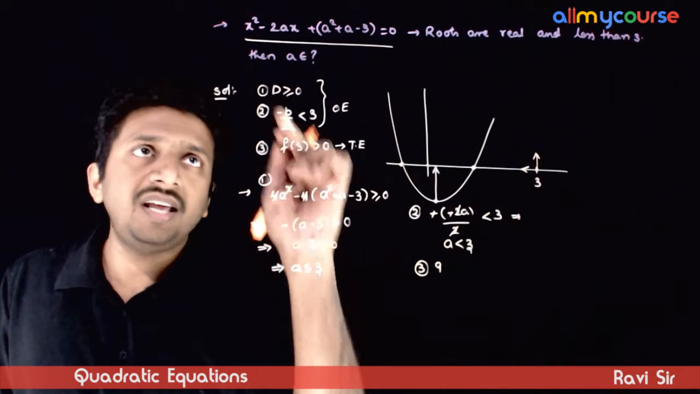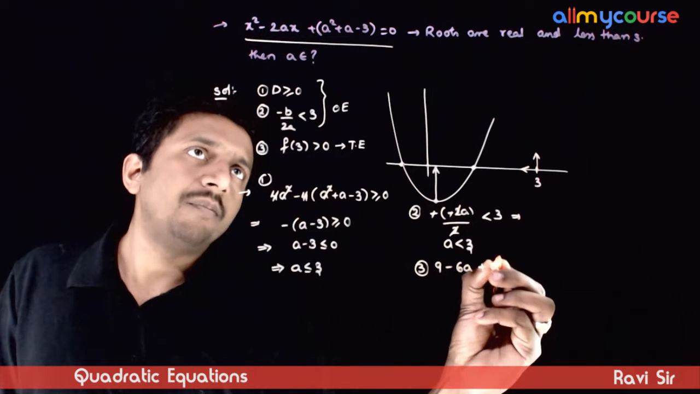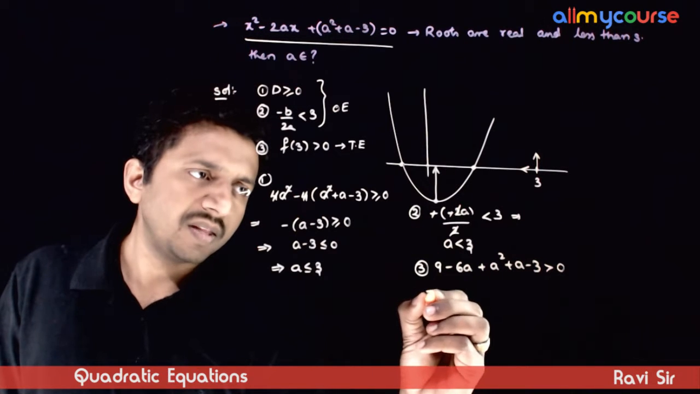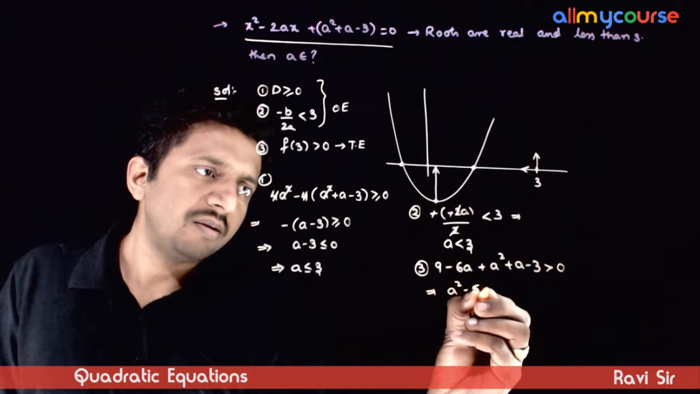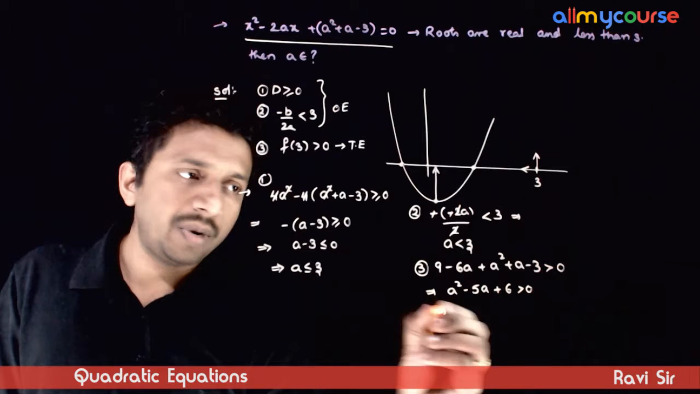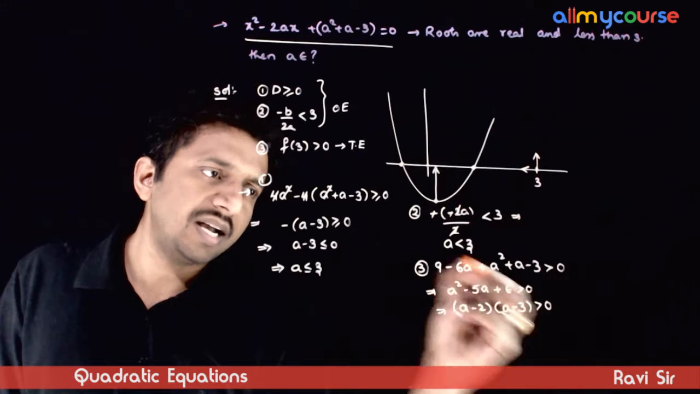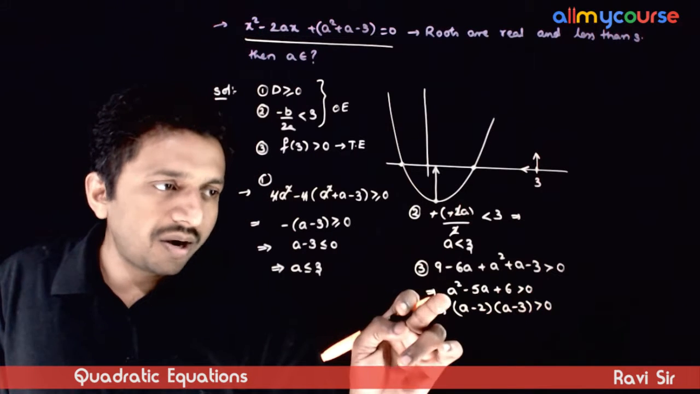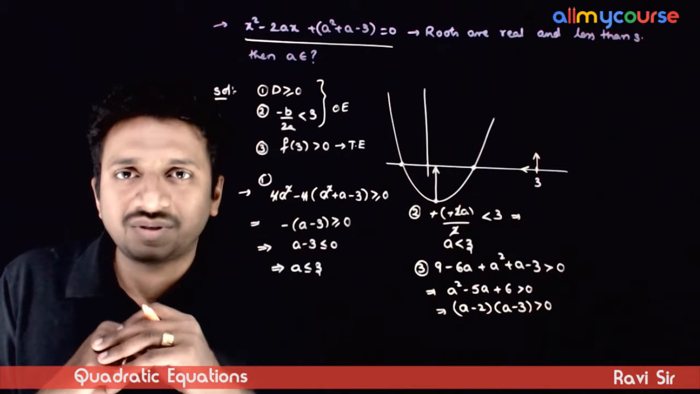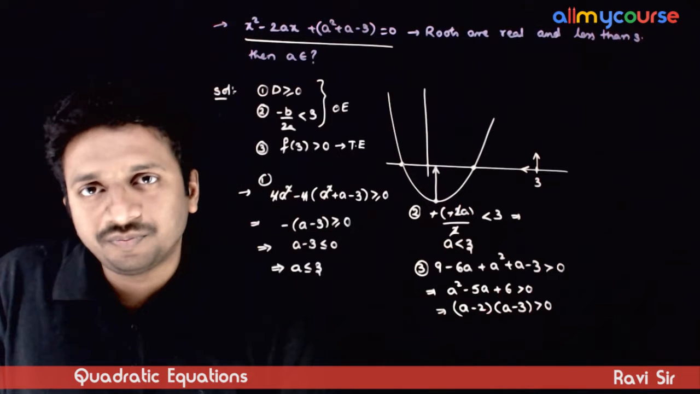So if you put 3 in the place of x, 9 minus 6a plus a square plus a minus 3 is greater than 0. This implies a square minus 5a plus 6 is greater than 0. This implies a minus 2 times a minus 3 is greater than 0. So the quadratic expression greater than 0 means a lies outside the roots. It is either a is greater than 3 or less than 2.